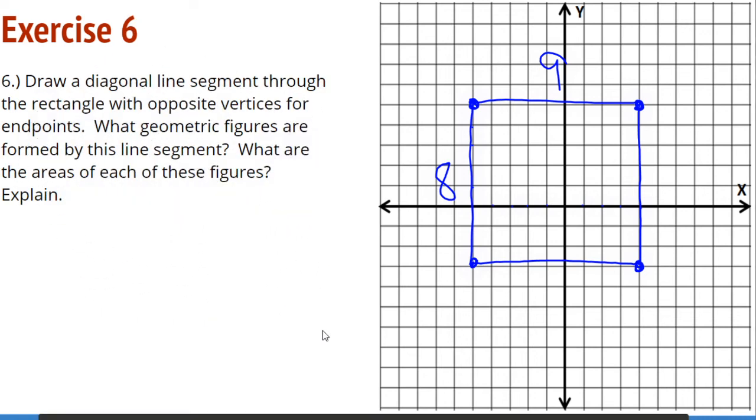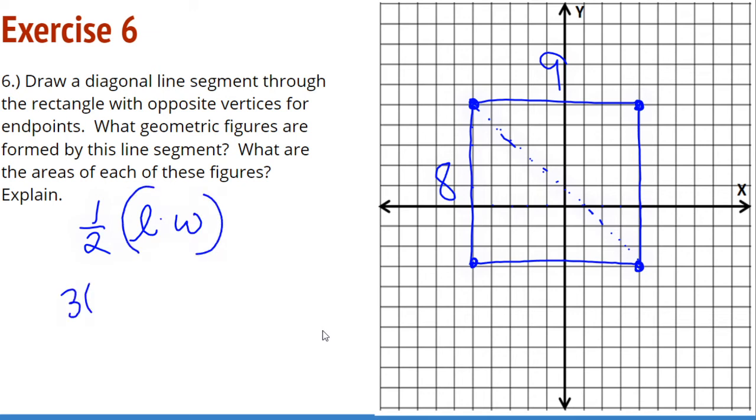Now we're going to draw a diagonal line segment through the rectangle with opposite vertices for endpoints. So a diagonal line here. Now my rectangle has now been split, and I have made two new shapes called triangles. And the question is, what is the area of those triangles? Well, these triangles are half of the rectangle, so they're half of the length times the width. So half of 72 is 36 square units.